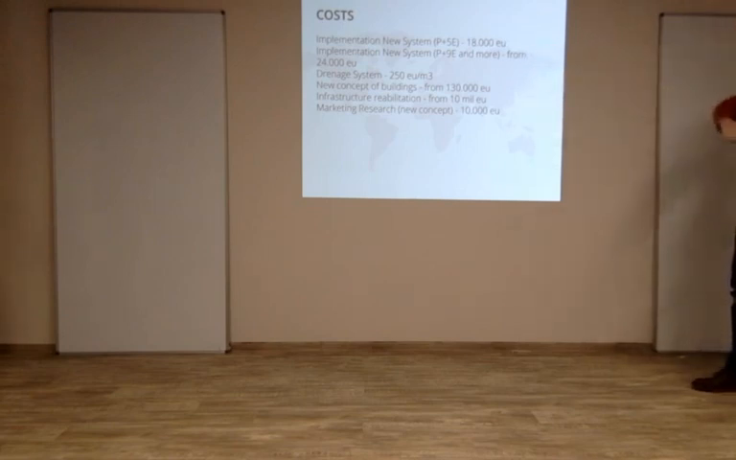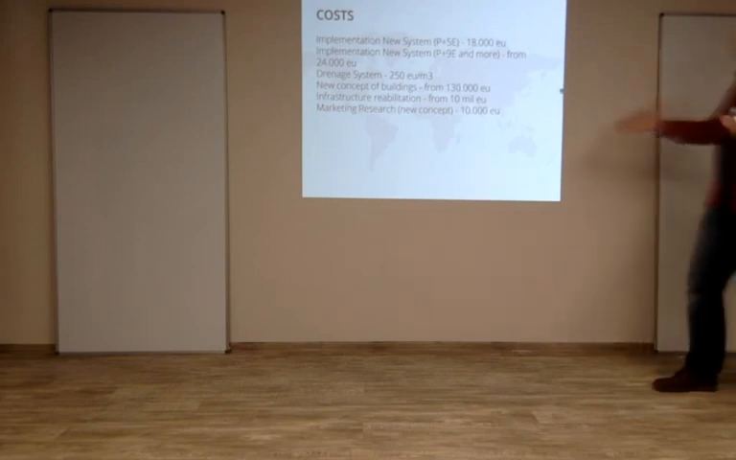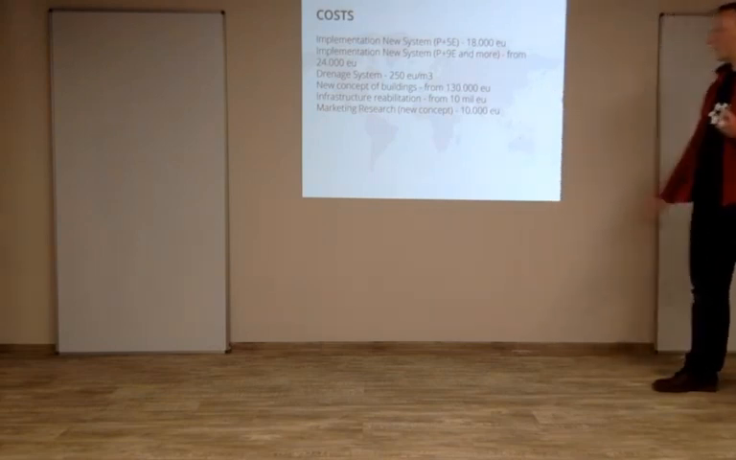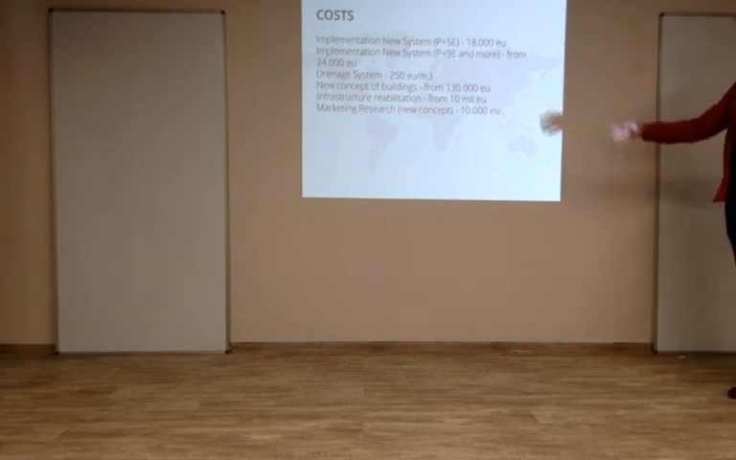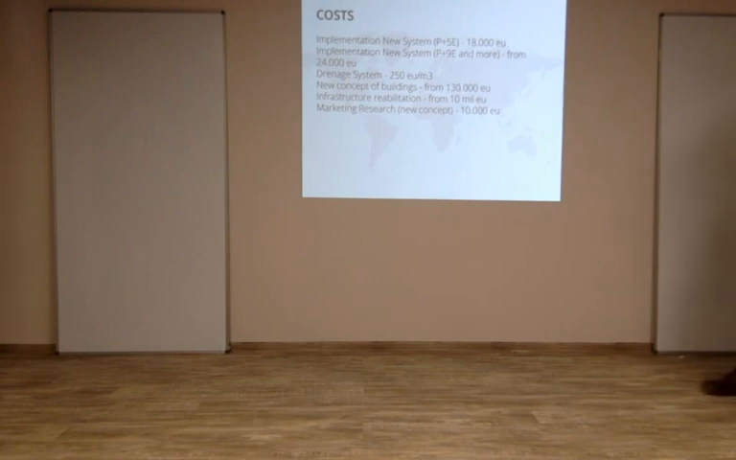Drainage system is 215 euros per cubic meter. And for new concept buildings, about our boxes, we estimated one box will cost 130 euros. Infrastructure ability starts from 10 million euros, because it's too important to create the infrastructure. And the marketing research should start with 10 euros to familiarize people with new technology and a new type of construction.